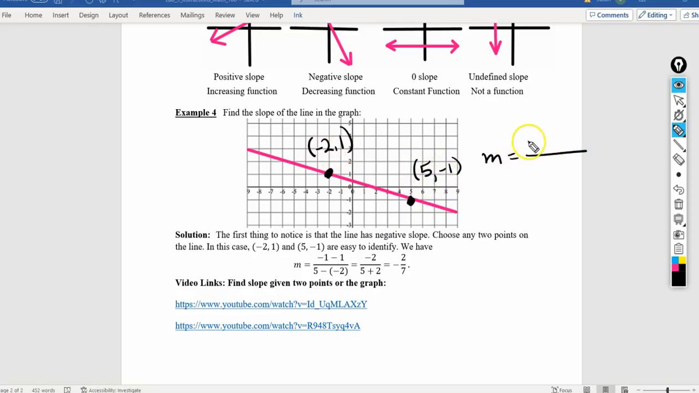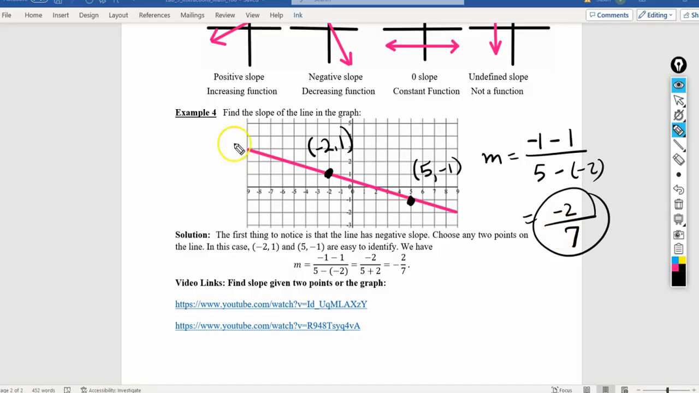That's the second point. So -1 minus the y coordinate there, divided by the difference in the x's, 5 minus the x coordinate there. So I get -2 in the numerator. In the denominator, I get 5 plus 2, which is 7. So my slope is -2/7. And that makes sense because as we move left to right, that's going downhill. So that has negative slope. Okay, so that's all I'm going to do for this one. And I will stop the video.